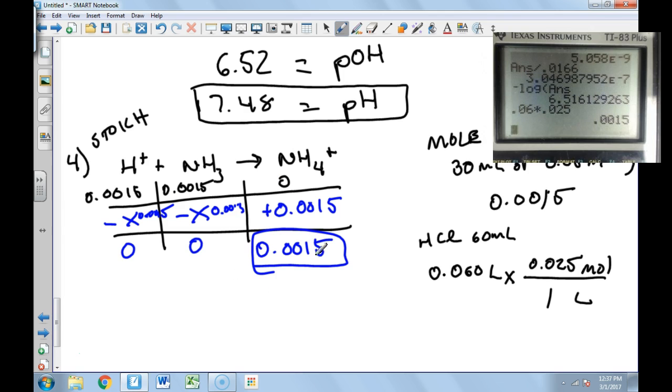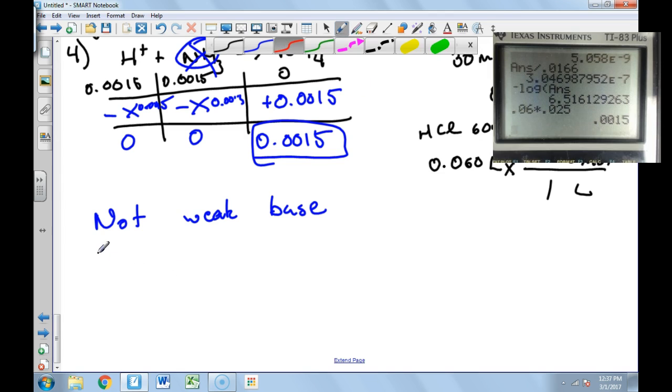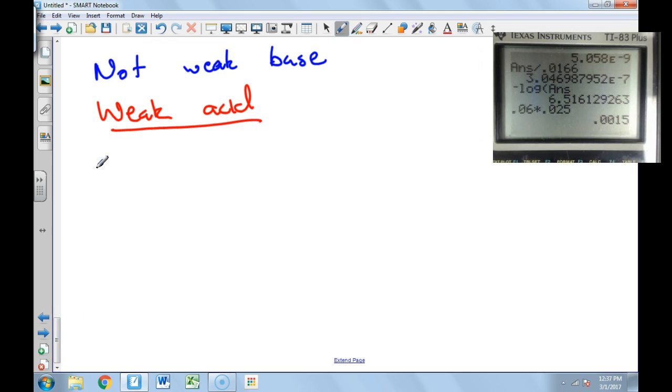Okay, so now here, this is the interesting thing. This is now not a weak base problem, because there is no weak base. There's none of this left. It is a weak acid problem. So if it's a weak acid problem, we need to now change up our mindset.